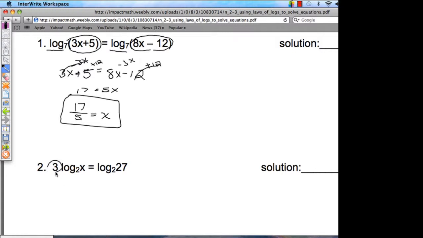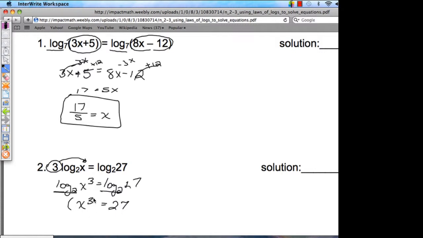If you remember from 2:1, 3 log base 2 of x means that 3 can come back on that x as an exponent. So we need to make these just as simple as we can. So we're going to rewrite this as log base 2 of x cubed is equal to log base 2 of 27. Now the log base 2 part is the same, so that must mean that x cubed is equal to 27.